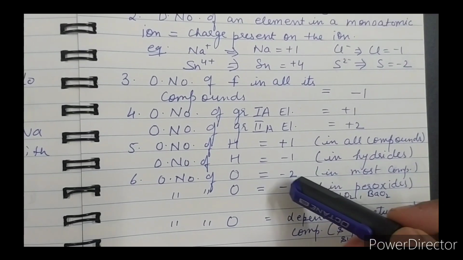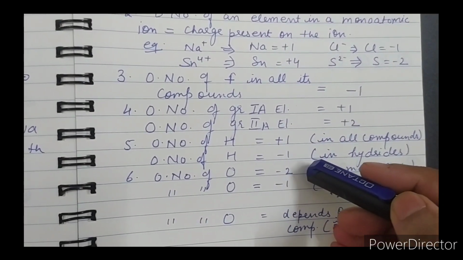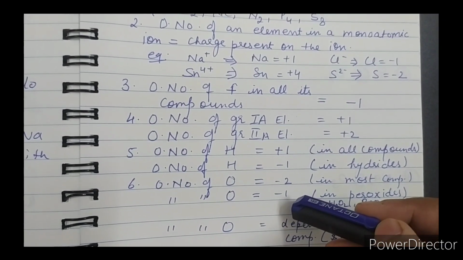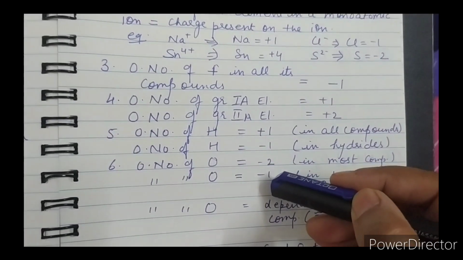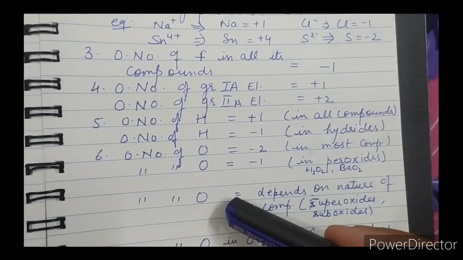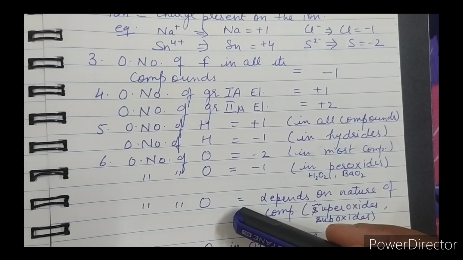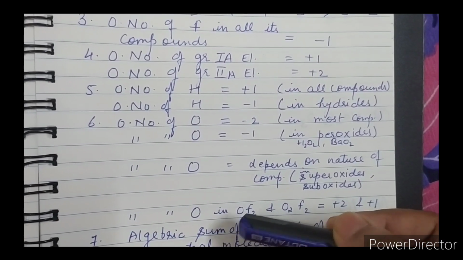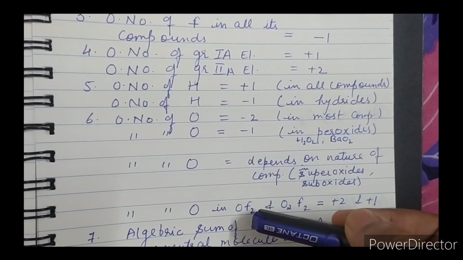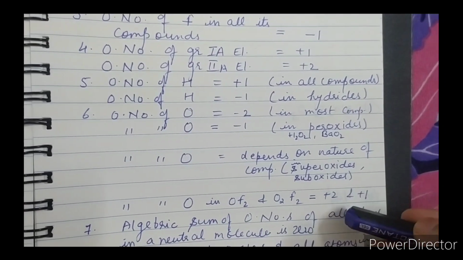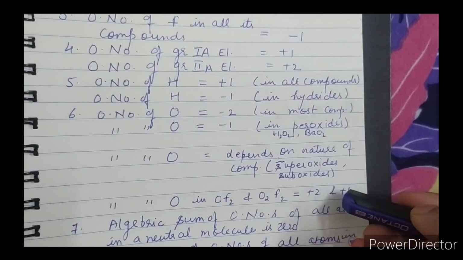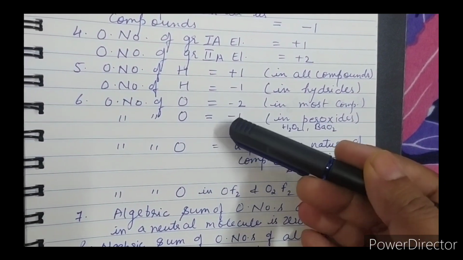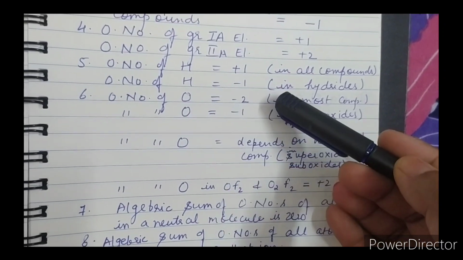Oxidation number of oxygen in almost all its compounds will be -2, but again there are certain exceptions. In peroxides like hydrogen peroxide, barium peroxide, sodium peroxide, it will be -1. And in other compounds like superoxides and suboxides, according to the compound, the oxidation number may vary. And if oxygen is attached to a more electronegative atom like fluorine, in OF2 and O2F2, then the oxidation number will be +2 and +1 respectively. So these are the variations of oxidation number in a variety of compounds, but mostly we will take -2.